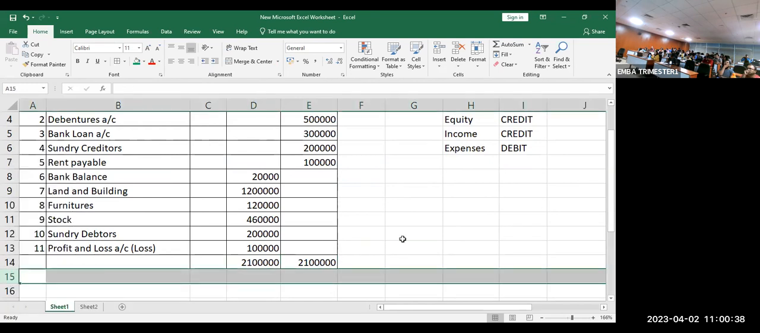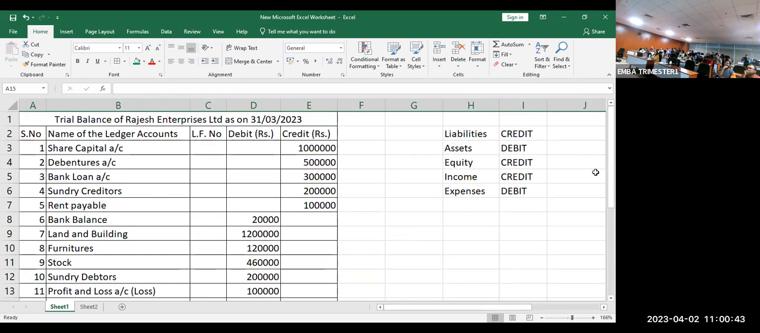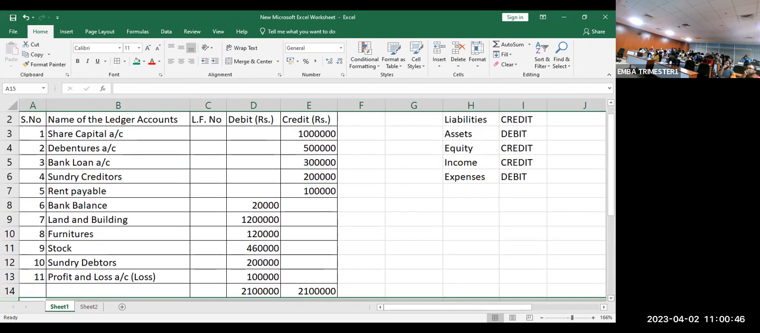Suppose both are not equal, then your answer is wrong. Suppose, as I told at the beginning, I was not mentioning this loss. Originally you would be writing this 1 lakh on the credit side. So the credit side total will be 22 lakhs, the debit side total will be 20 lakhs. The difference of 2 lakhs is there. The trial balance is not tallying.